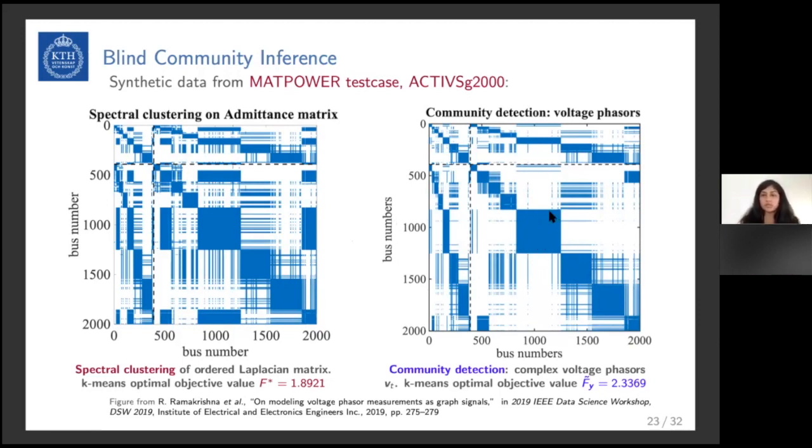So the big block here is the same as the one here. Of course, there are a few different associations as opposed to the one in the community detection. But overall, there is a good match between the actual community and what we are able to infer using this technique. And all of this is possible because of the low pass nature of the voltage phasor, or the low pass nature of the voltage graph filter.